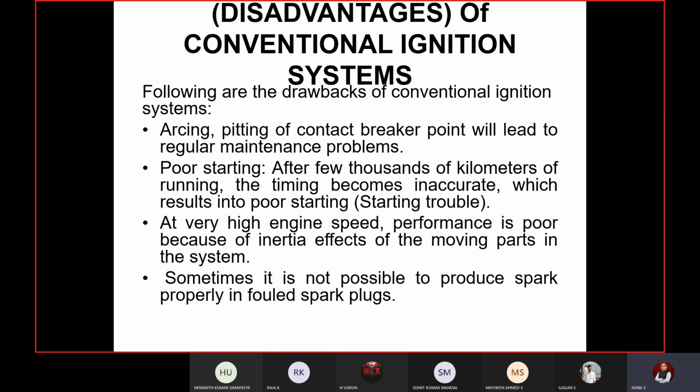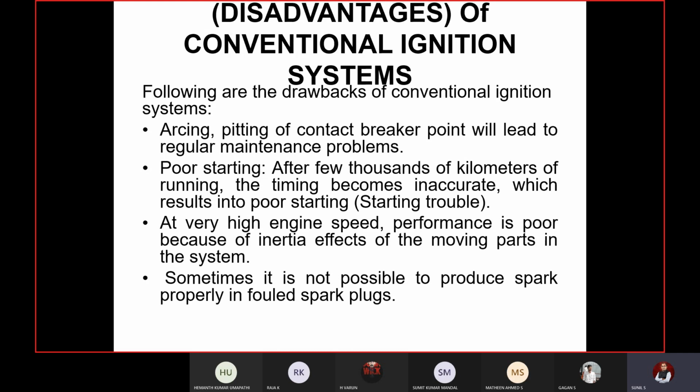Poor starting conditions. After a few thousands of kilometers, the timing becomes inaccurate. Even though you start using a new battery, you have to put a lot of effort to start the vehicle. Starting will not be instantaneous. So there will be always starting trouble in the vehicle.